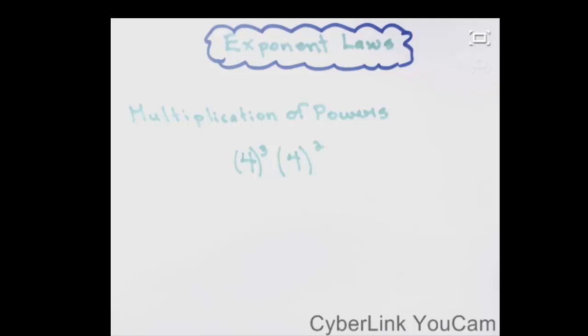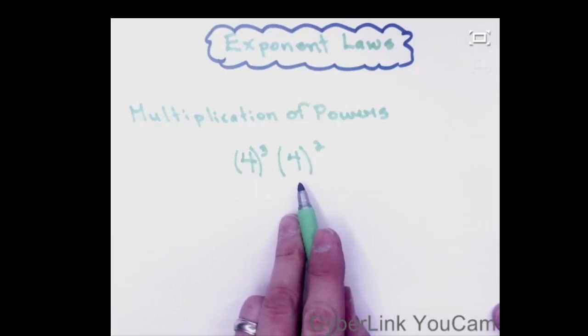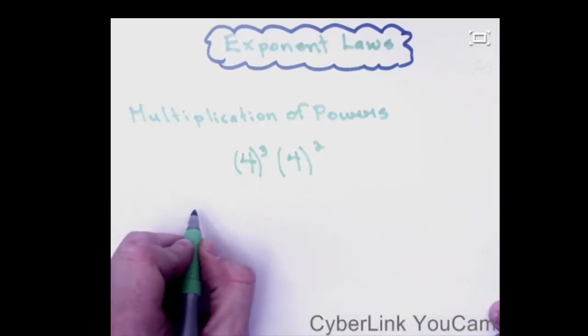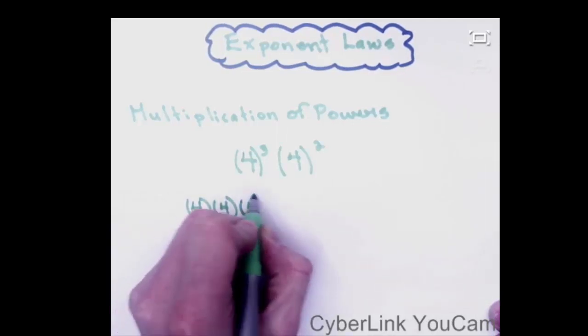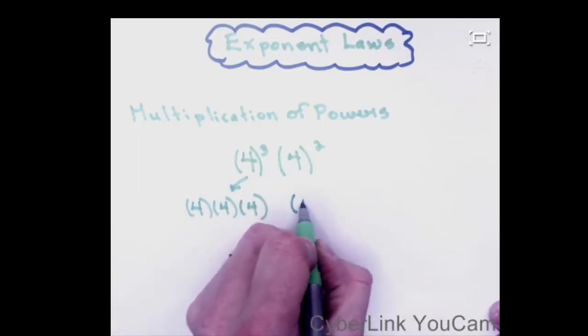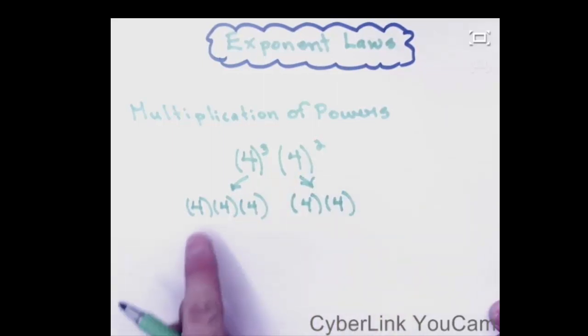Hi everyone, today we're going to look at exponent laws. So the first law is the multiplication of powers. If we have 4 to the exponent 3 multiplied by 4 to the exponent 2, you could think of that as the following. Remember, 4 to the 3 means 4 times 4 times 4, 3 times, and 4 to the 2 would be 4 times 4, 2 times. So if you look at that, you've actually got 1, 2, 3, 4, 5 multiplications of the number 4.